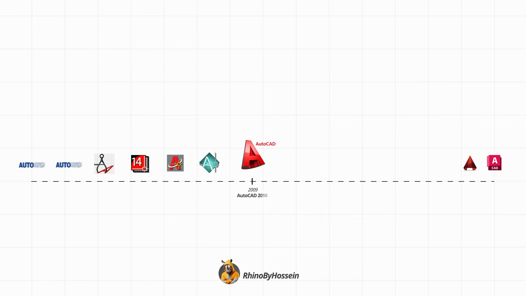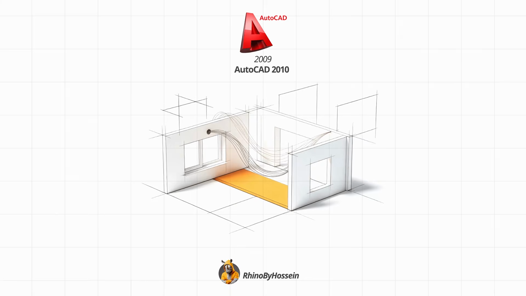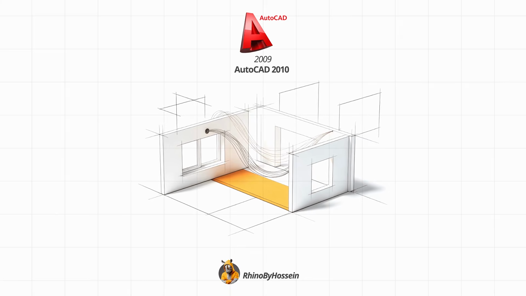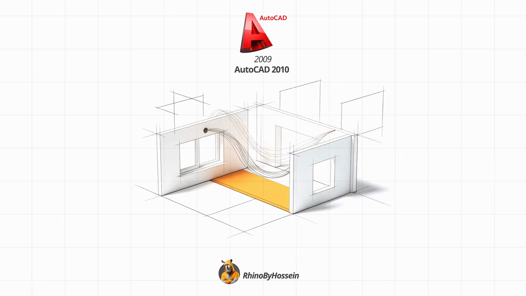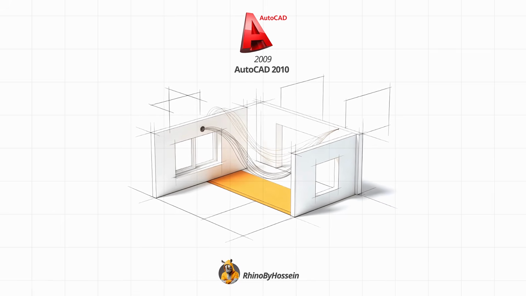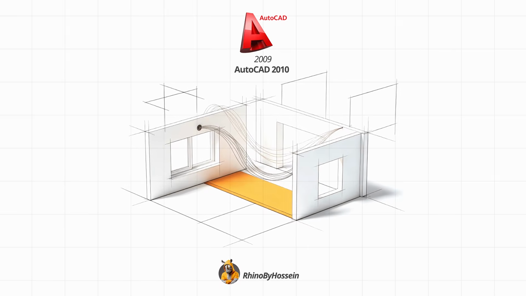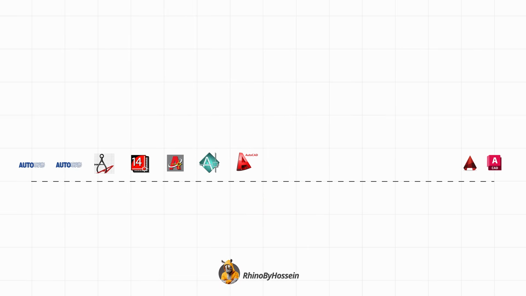Parametric constraints, AutoCAD 2010. AutoCAD began to think. With the introduction of parametric constraints, drawings were no longer just a set of fixed lines. Relationships were defined. Changing the width of a space, walls, openings, and dependent components adjusted automatically. This feature transformed accuracy, speed, and control in complex designs.